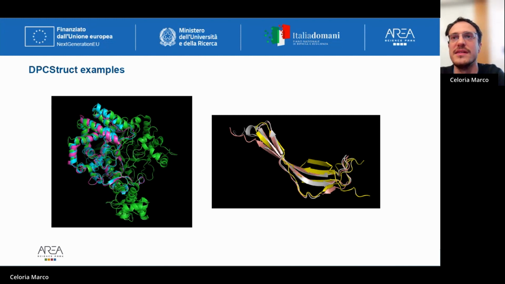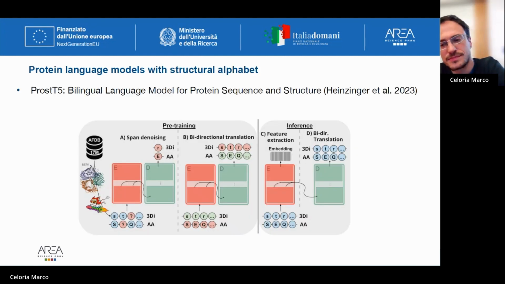Here I'm just picking a cluster and inspecting the proteins within the cluster to see whether they are really aligned and really belong to the same family. This was just an example.